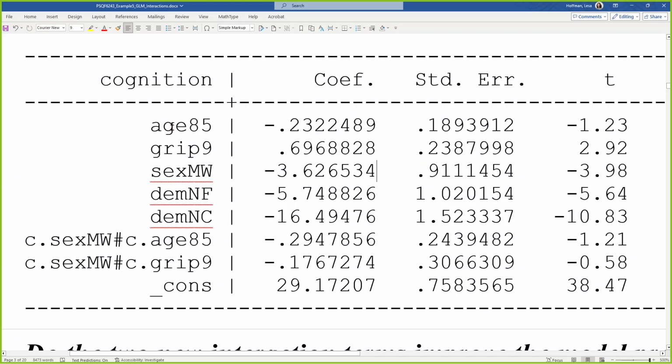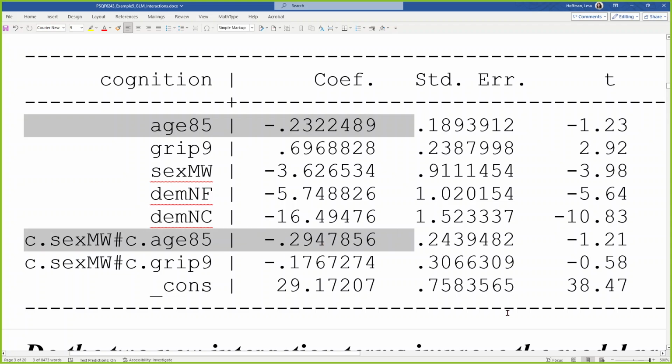So in men, what happens as you get older? Cognition is lower. In men, what happens if you're stronger? Cognition is higher. Okay. Now, do you remember the 4 kinds of interactions? Interactions take their constituent main effect slopes, and they do one of 4 things. They make it more positive, less positive, more negative, or less negative. Okay. So if the slope of age in men is negative, what happens to it in women?